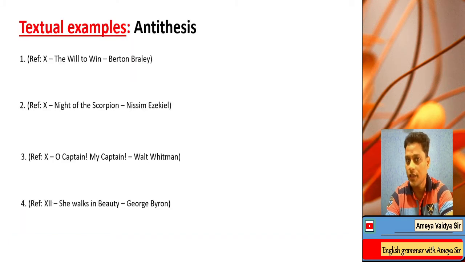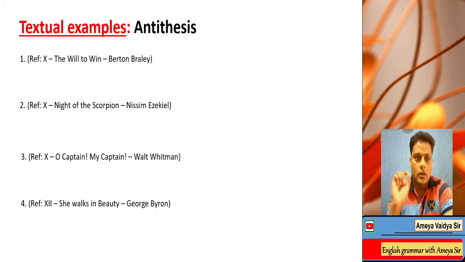Now let's look at some textual examples for antithesis. Mind you, the students will get the full 1 mark should they write the correct name with the correct spelling of the figure of speech, and along with that they have to provide a proper explanation. Then only you deserve that 1 full mark. Otherwise you will lose half of those points.